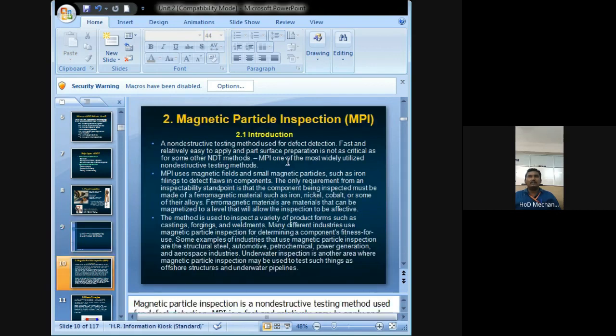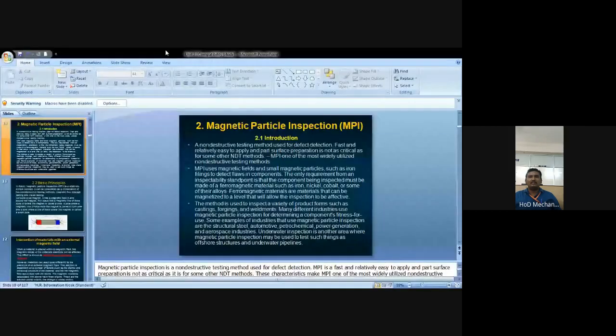So first one is magnetic particle inspection. That means the testing is also called an inspection. What is meant by that? The definition: magnetic particle inspection is one of the non-destructive testing methods, that means an NDT method, used to detect defects in the testing specimen or composite.